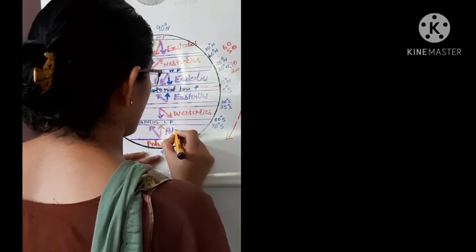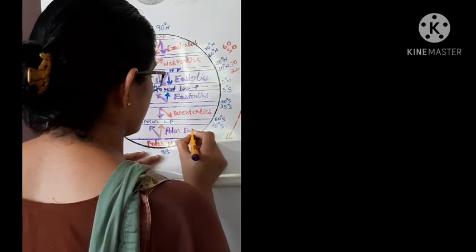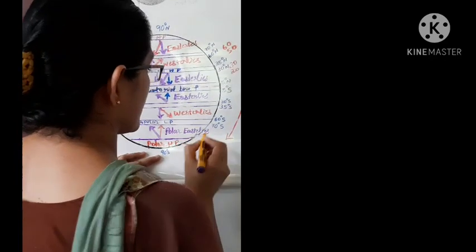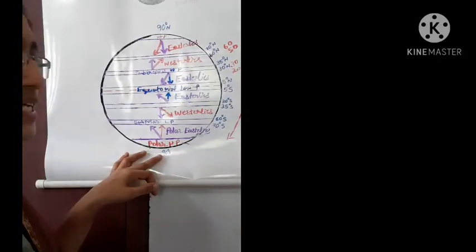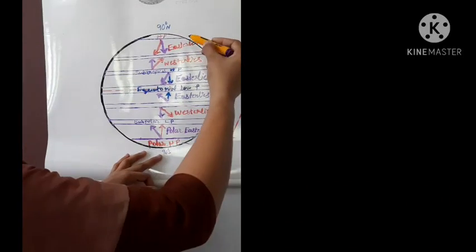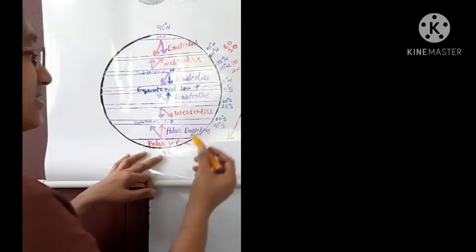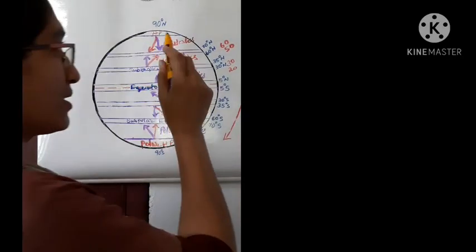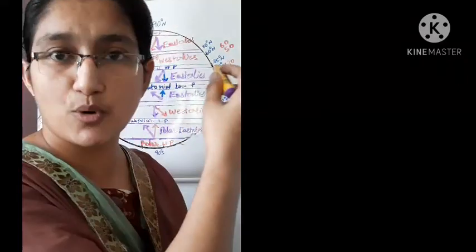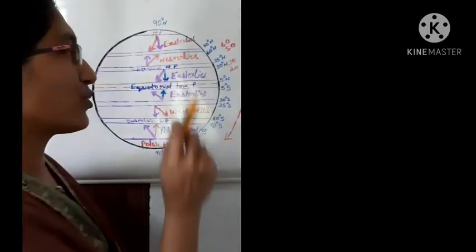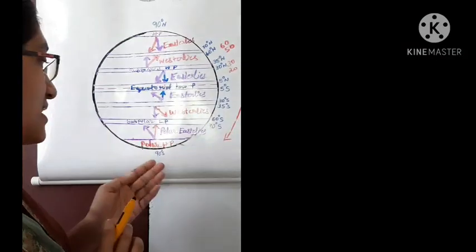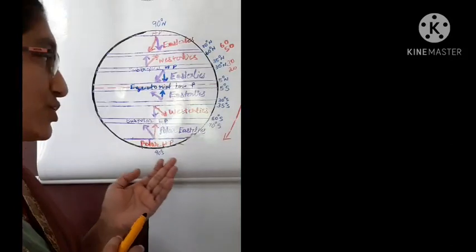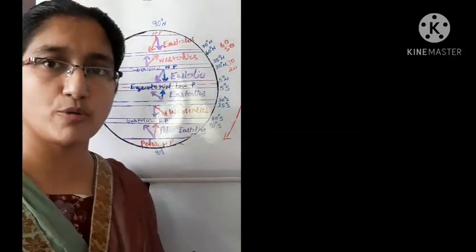Don't forget polar easterlies. So two polar easterlies are there, one in the northern part and the other in the southern part. They are blowing from the north polar high pressure belt to the subpolar low pressure belt, and in the south, from the south polar high pressure belt to the southern subpolar low pressure belt.